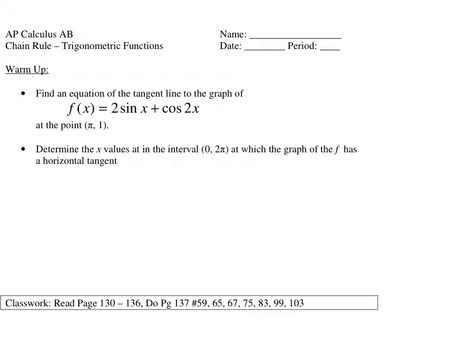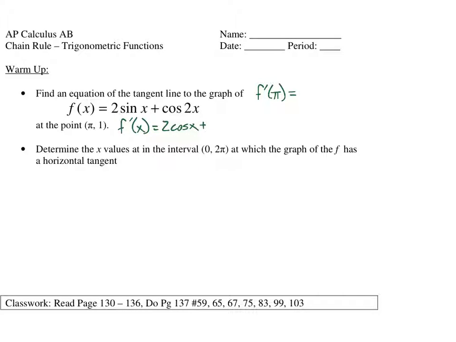So if we want the equation of the tangent line, immediately we ought to be thinking derivative. So we need to find f prime of pi to get the slope of our line. Okay, so of course to get f prime of pi, we need f prime of x first. Alright, so we have the derivative of 2 sine of x, which is 2 times the cosine of x. And then we have this plus cosine of 2x.